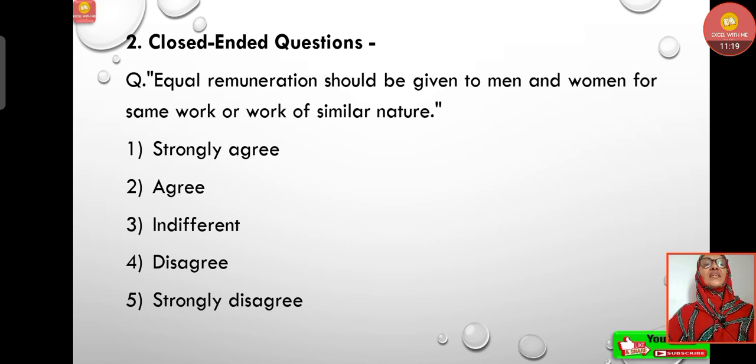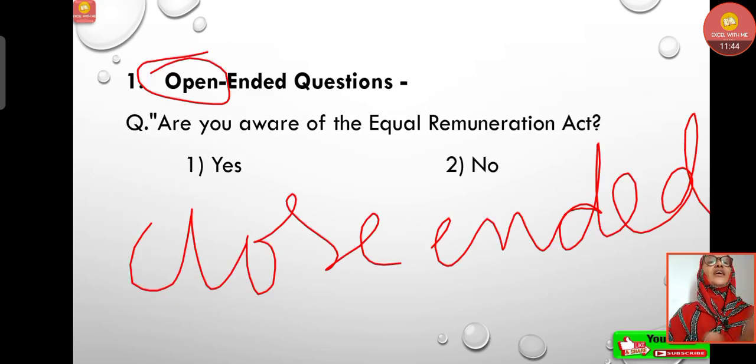Here is also a closed-ended question. Equal remuneration should be given to men and women for the same work or work of similar nature. Strongly agree, agree, indifferent, disagree, strongly disagree. These are closed-ended questions. Now let's understand what an open-ended question is.